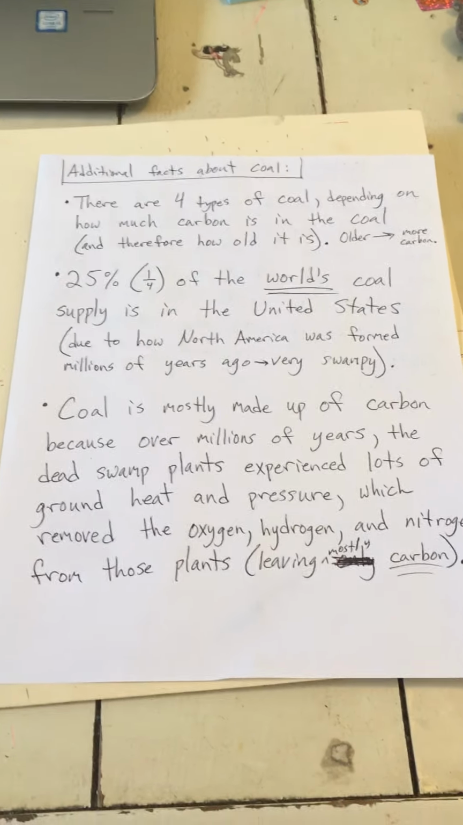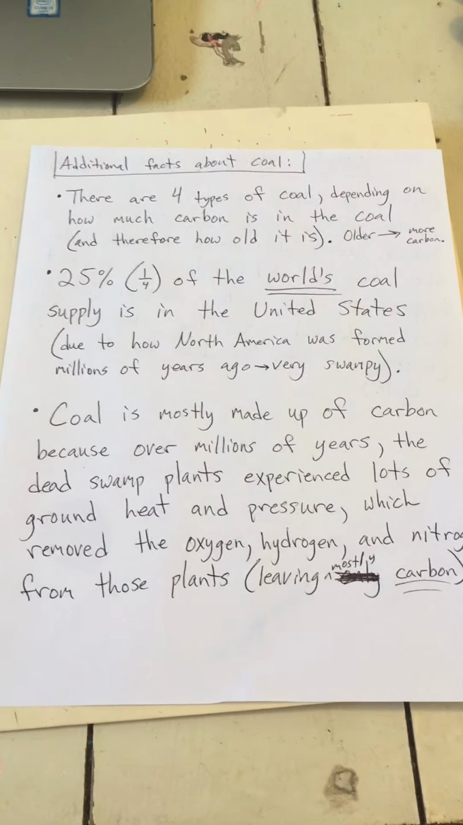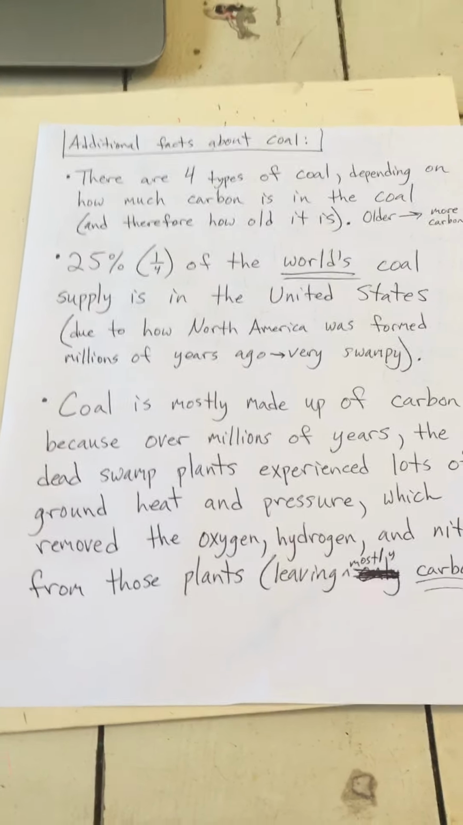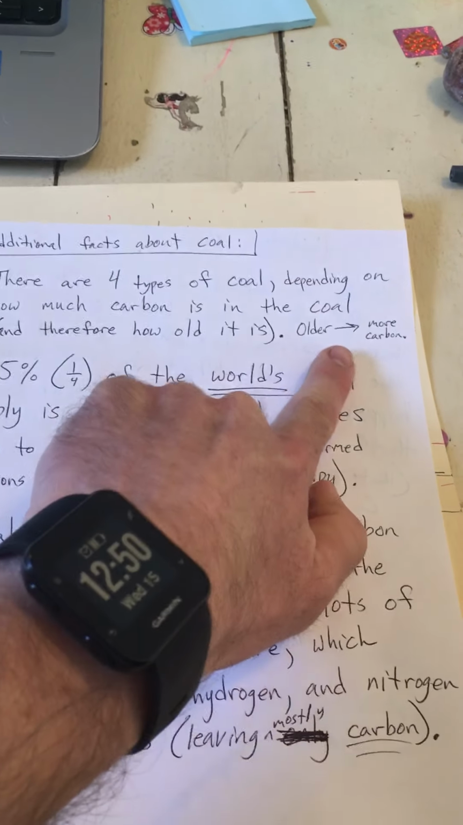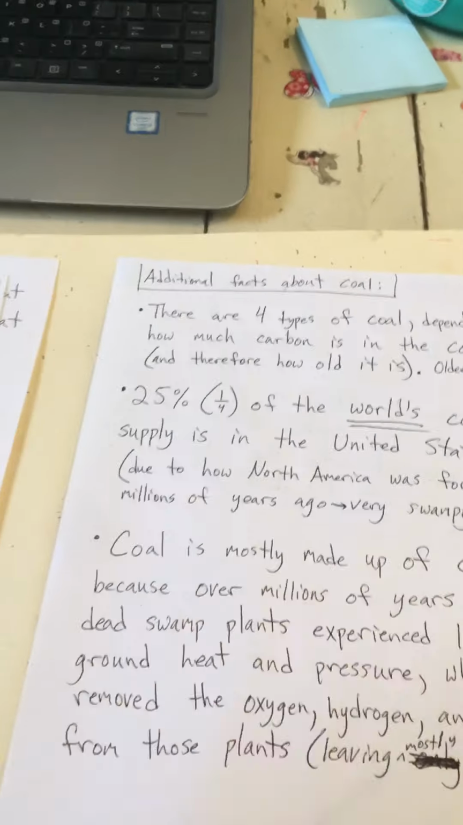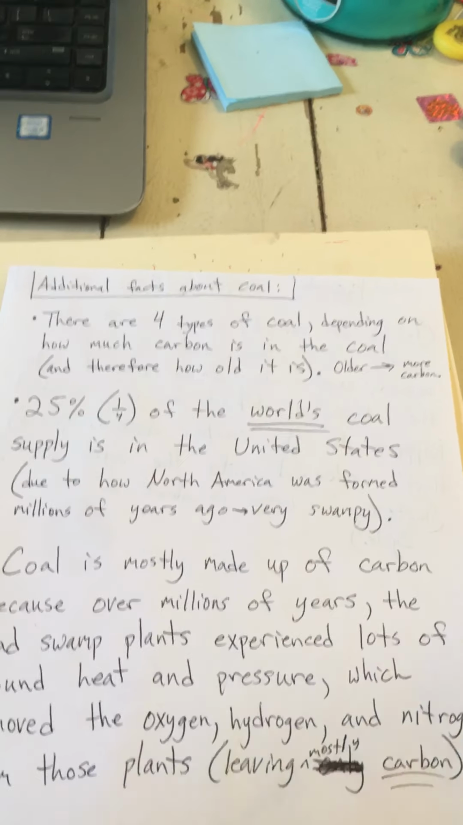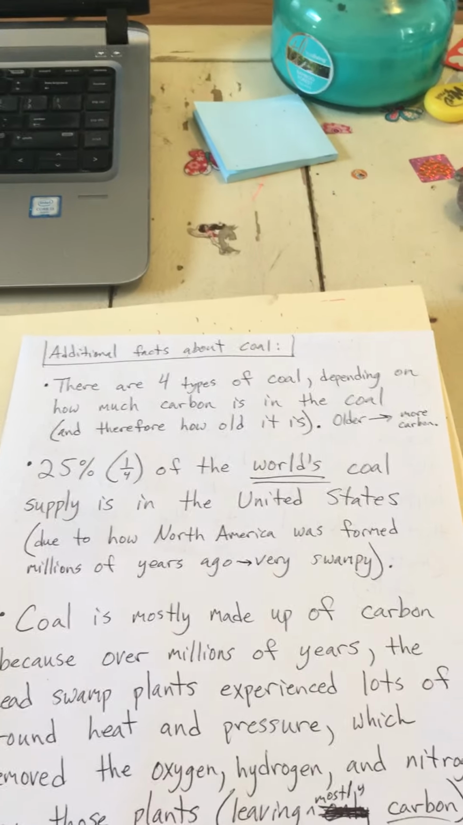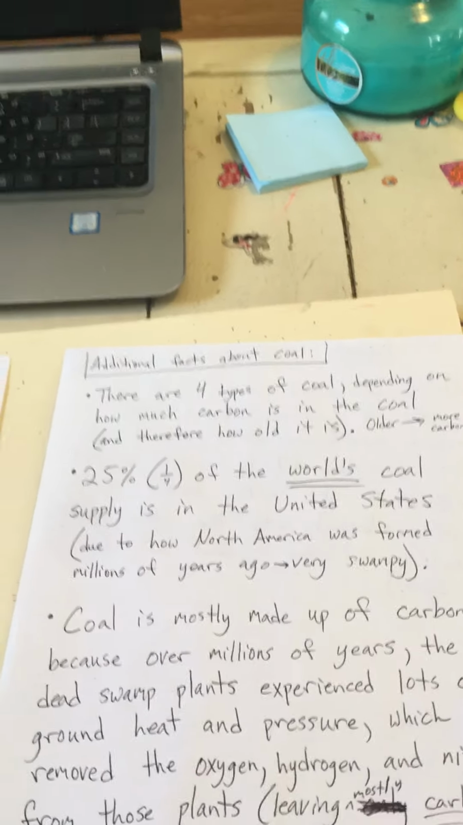Okay, here are some additional facts about coal. There are 4 types of coal, depending on how much carbon is in the coal, and therefore how old it is. So the older the coal is, the more carbon it's going to have in it. Basically, the different types have different amounts of carbon in them, and the older it is, the more carbon it has.